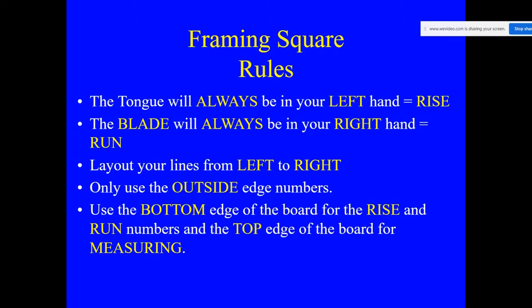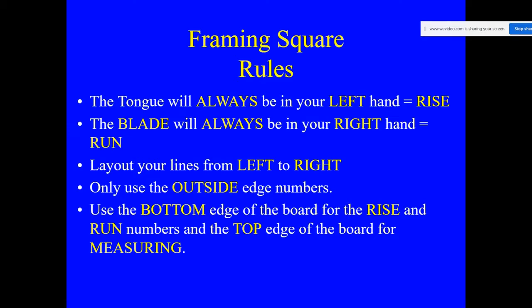All right, and while you're doing all this layout, you have to make sure to use a framing square. The way you always use a framing square, the tongue will always be in your left hand, and that measures your rise. The blade will always be in your right hand. That always measures the run. When you lay out your lines, you go from left to right.